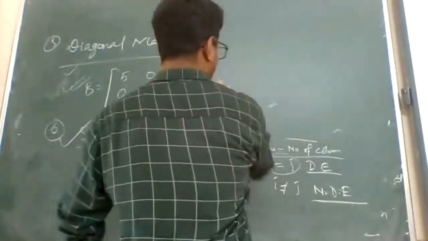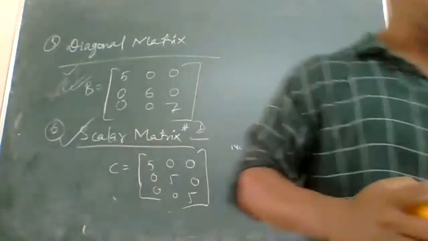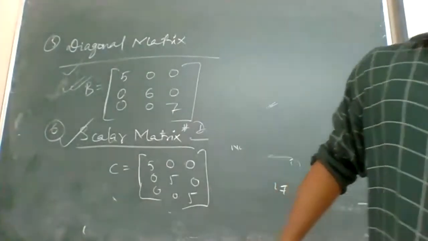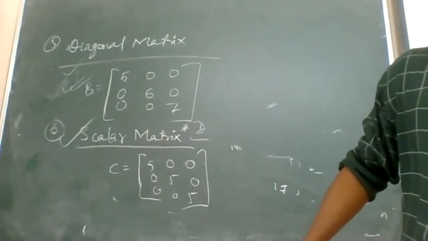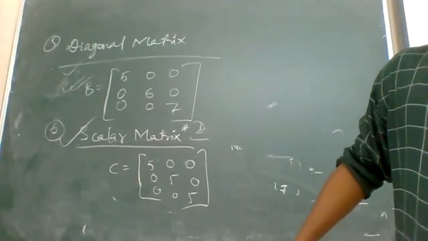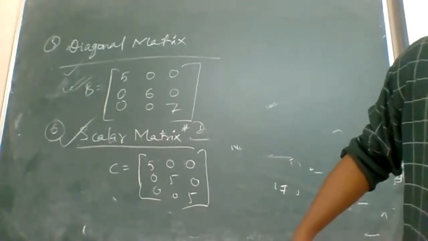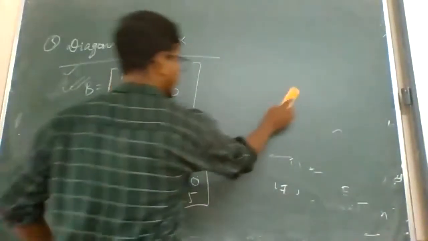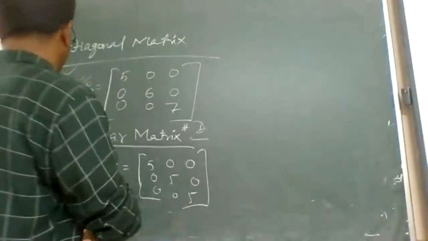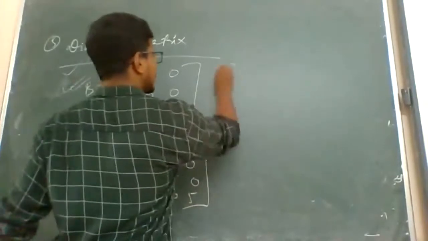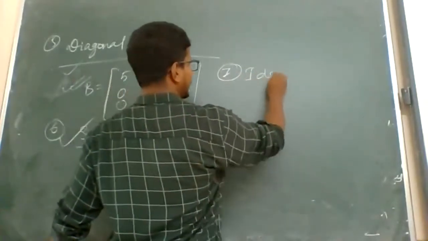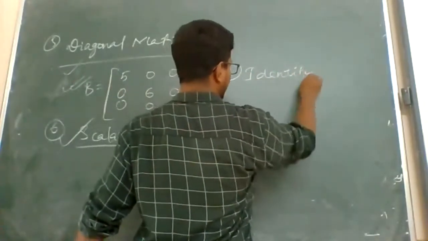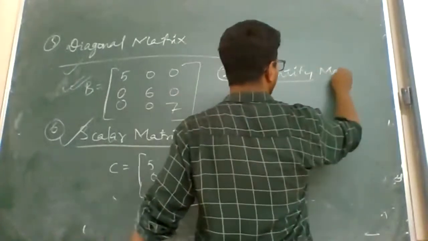Now we have the identity matrix. You can see from your book also. The next matrix we have is the identity matrix. This is after our sixth matrix, so we have learned till 6. Now we have the 7th, that is the identity matrix.